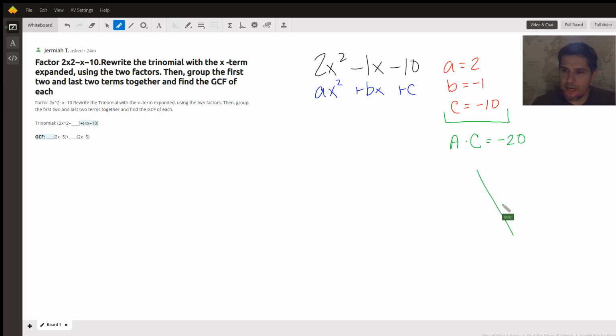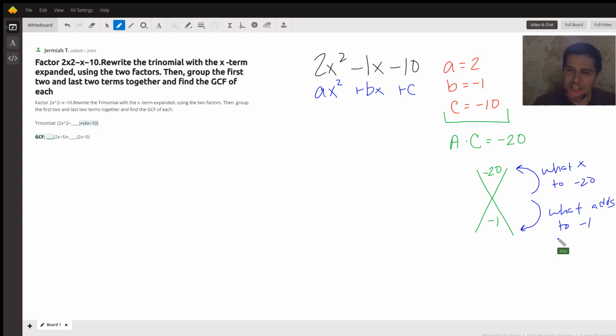I like to make a little x here. I put AC on the top, and then our b value is -1. So what we want to figure out is what multiplies to -20, but also at the same time adds to -1. You kind of have to think about these two things. -20 is your AC value, and the bottom is the b value of -1.